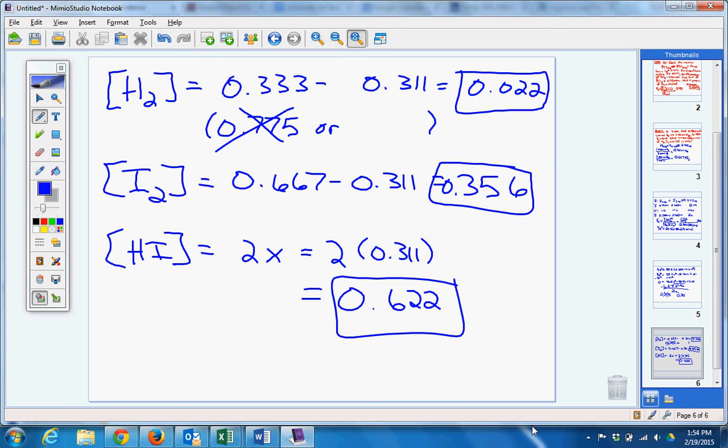Now, you could check your answer. How could you check your answer? Plug it back in to see if it equals your Kc value. All right, slow me down if you need to. This is laying our foundation for the higher level titration problems and the higher level equilibrium problems.